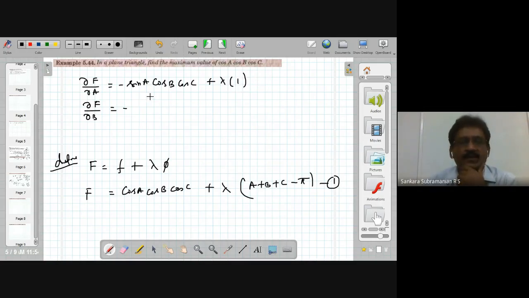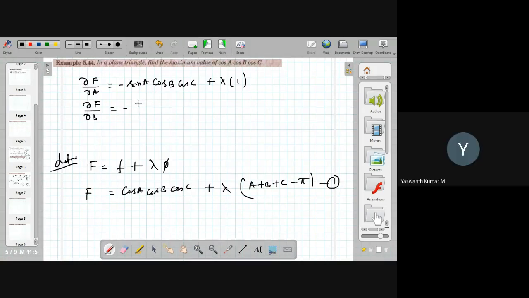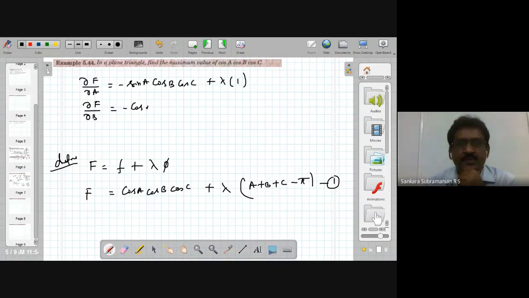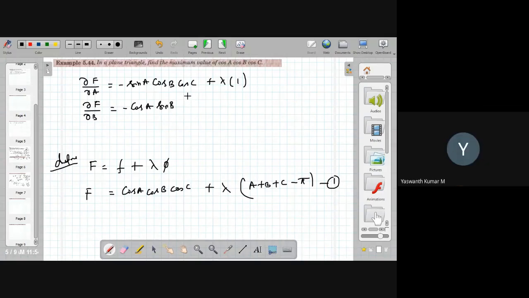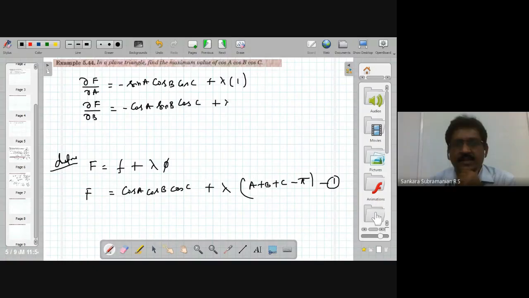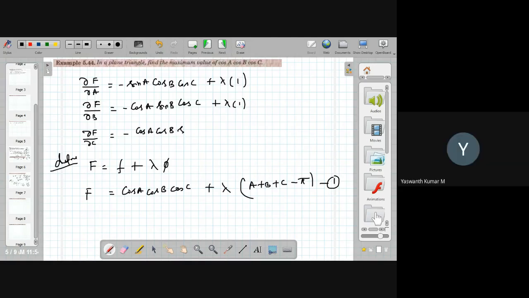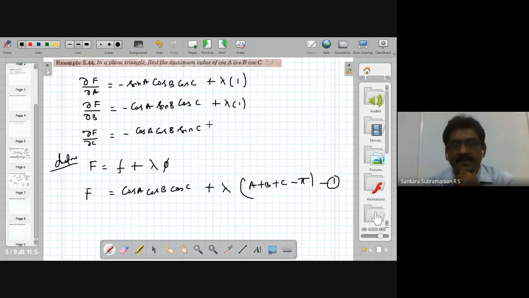Here dou F by dou B: if you differentiate with B, you get minus cos A sin B cos C, and plus lambda into 1. And dou F by dou C is equal to minus cos A cos B sin C plus lambda into 1, since this also becomes 1.